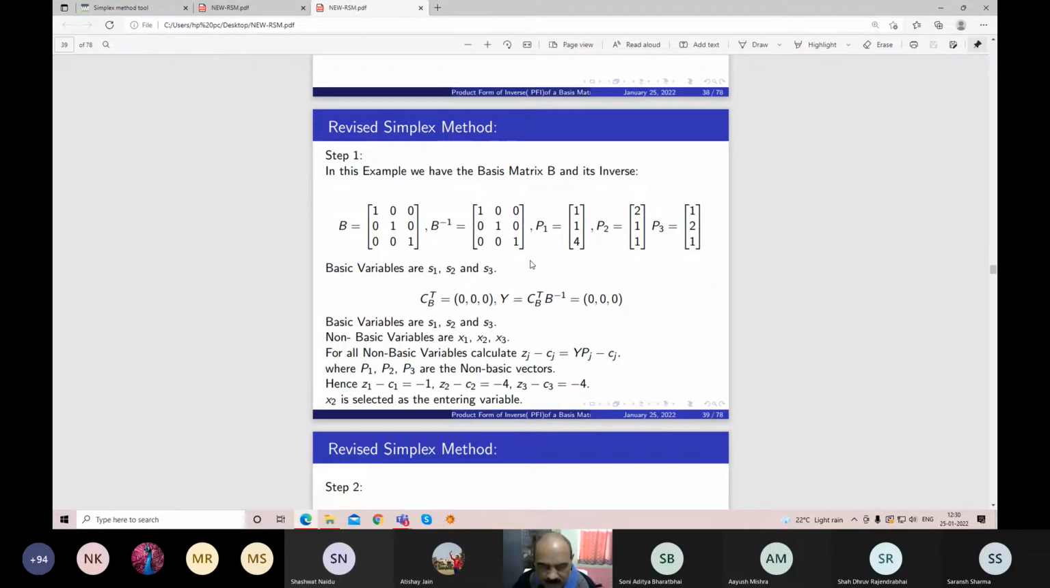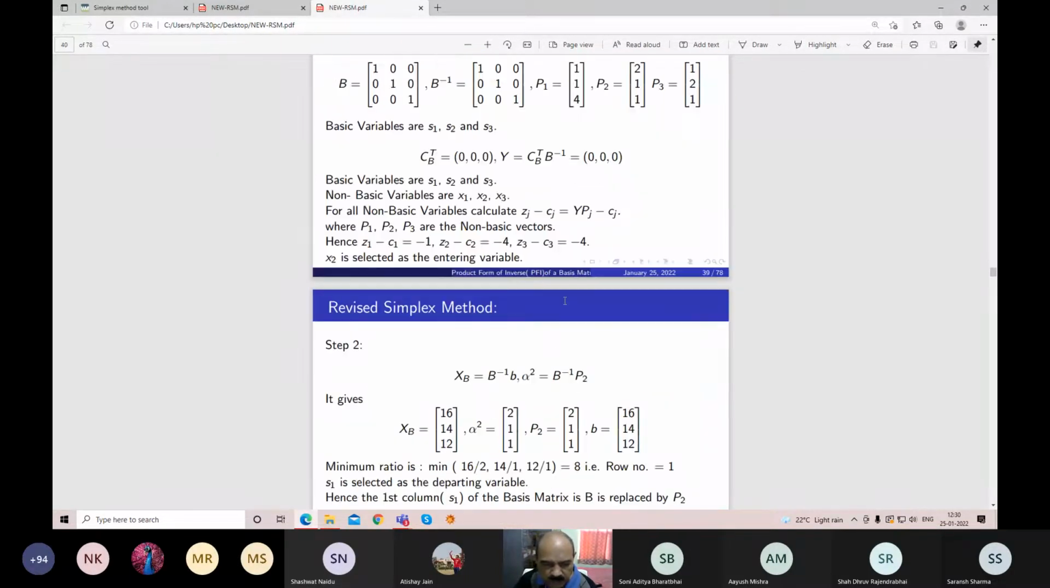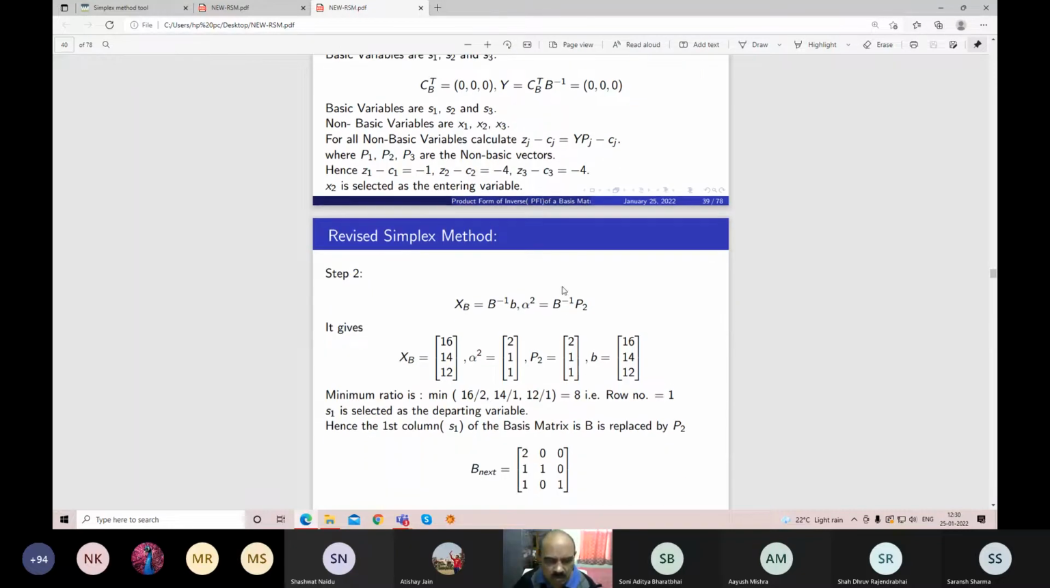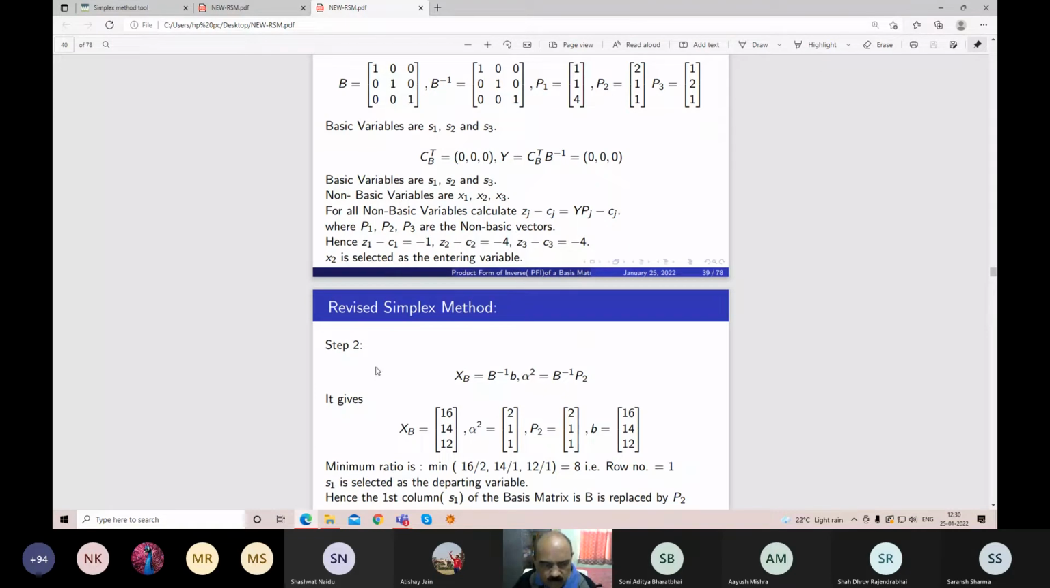S1 is representing the fourth column, S2 the fifth column, S3 the sixth column. So where you can replace, whether in the fourth column or fifth column or sixth column, you have to see where and how you will replace. See here, now step 1 is complete. Now I am coming to step 2.